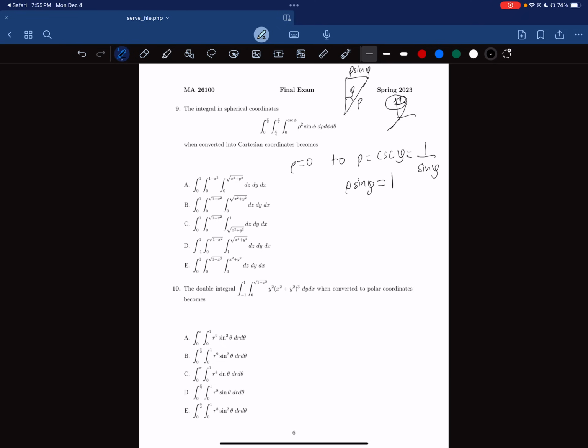And phi looks like it's going from pi over 4 to pi over 2. So if we draw that in 3D, pi over 4 is something like this, and this is of course pi over 2. So we're really going like, this is our bound, and don't forget we're going around. And don't get mistaken, this is not a cone. I'm just trying to help everyone visualize it a little bit better here.